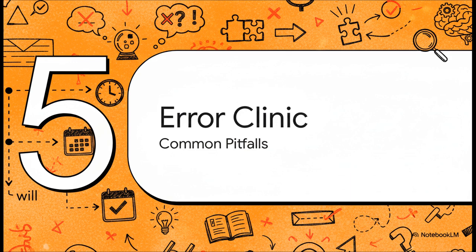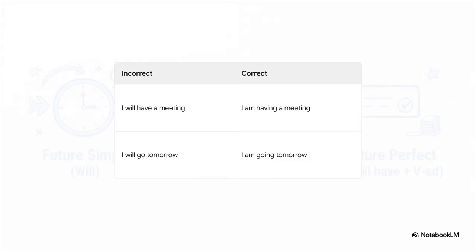Section 5. Error clinic. Deconstructing common pitfalls. Let's dive right into this because understanding exactly why something is wrong is incredibly powerful for cementing the rule in your brain. This directly addresses a super common mistake in professional environments, using will for an event that is already locked into your work agenda. You hear this all the time, right? "I will have a meeting at 3 p.m." But that's actually incorrect. It should be, "I am having a meeting at 3 p.m."